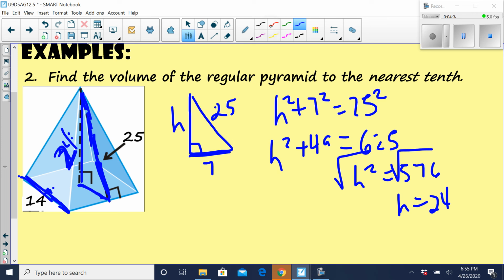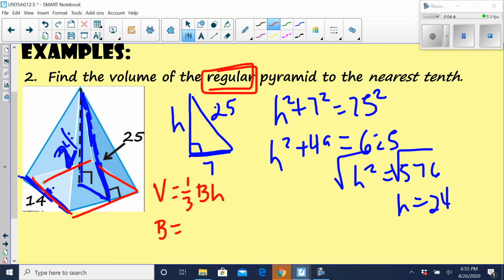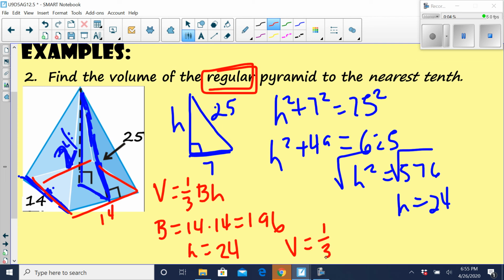Okay, so volume, I'll do it in a different color. Volume, we said, is 1/3 area of the base times the height. Area of the base here, we're assuming it's regular once again. So the base is going to be a square, meaning that all of these sides are 14. So 14 times 14 gives me 196. The height of the pyramid, we just found to be 24. So to find the volume, I'm just going to go 1/3 times 196 times 24. That gives me 1,568, and I'm going to label this units cubed.